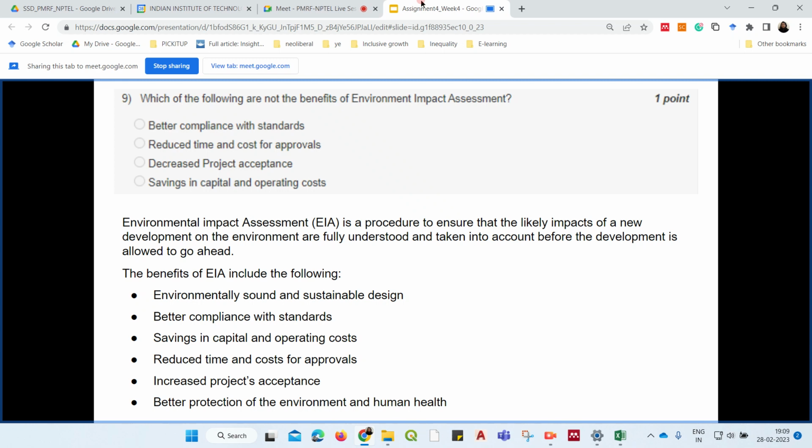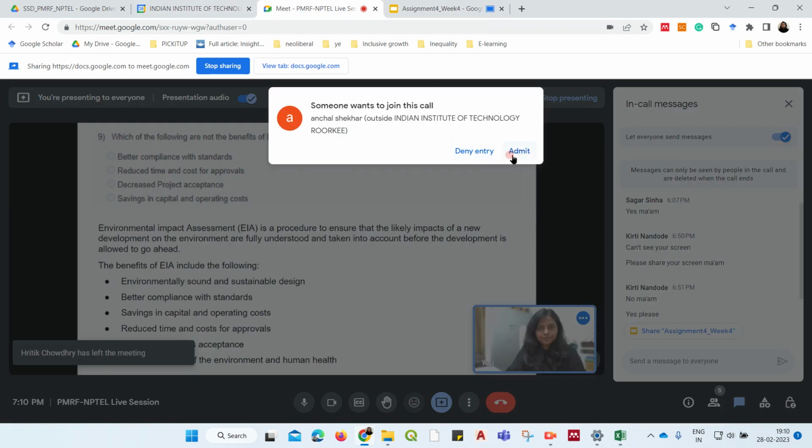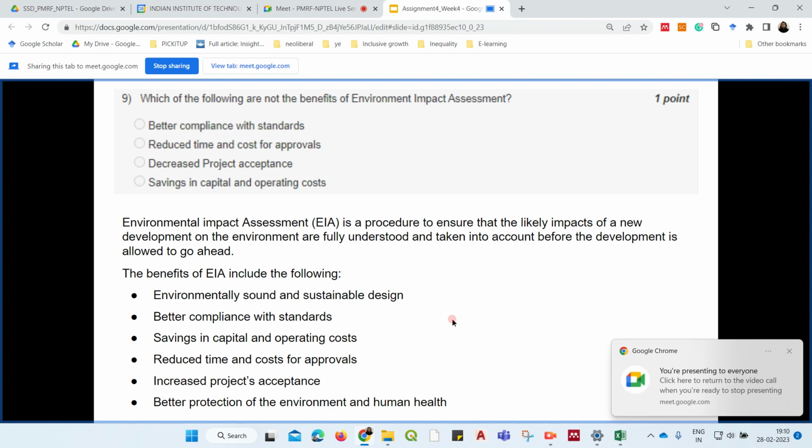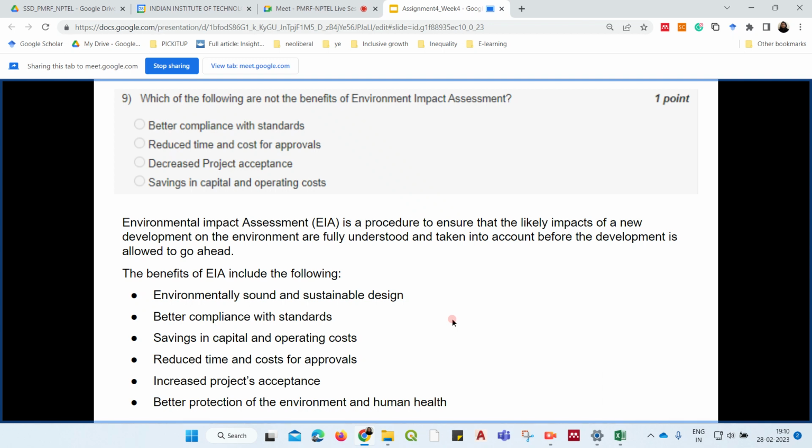Then savings in capital and operating costs. This again is true for EIA projects, because with prior assessment of all the things that can affect the environment in the future, and assessment of all the phases of the development of the project, it is taken care of. So when finally the project goes into the development and operation stage, there is a lot of savings in capital and operating costs, because everything is considered prior to the development itself.